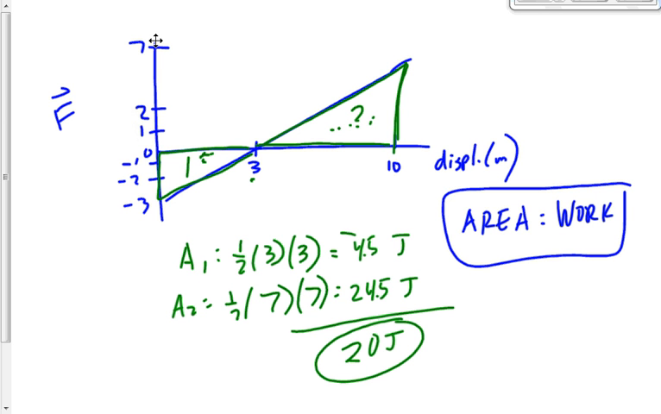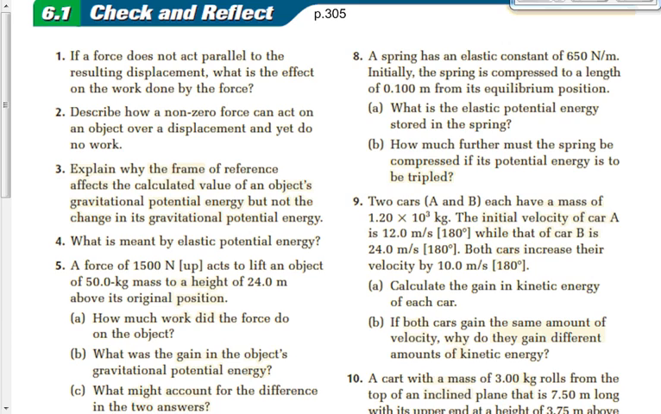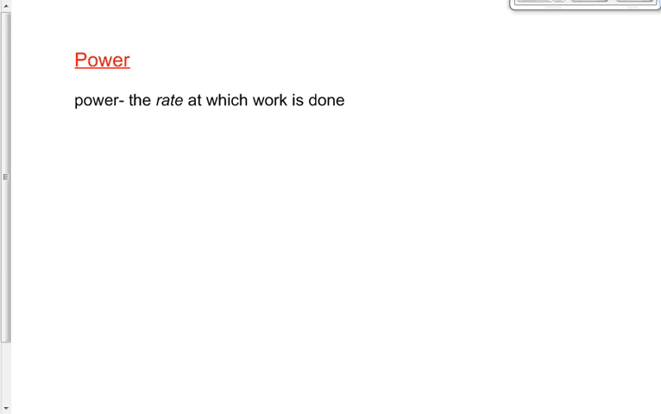But if I want to pay them by the hour, I don't want to quantify the amount of work that they did. Anybody can shovel that driveway. I want to quantify the amount of power that they had, how quickly they did the work. Does that make sense? So not work, but power. The rate at which work is done, how quickly the work is done.